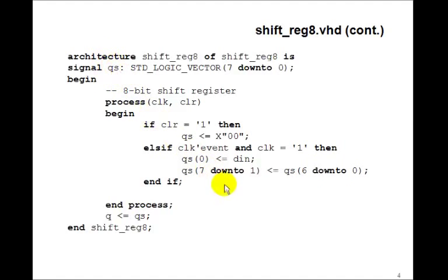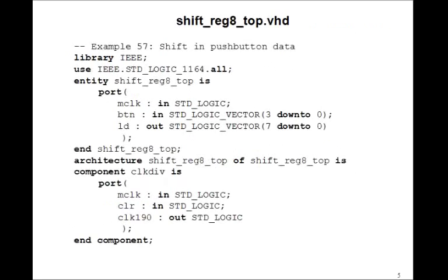Remember, QS has to be a signal because we want this QS0 that gets shifted into here not to be this QS0, which gets set to D in, but rather the original QS0 that we have when we started the process. Remember, signals don't get evaluated until the end of the process. Then we'll set Q to QS at the end.